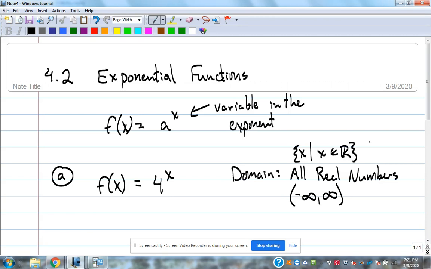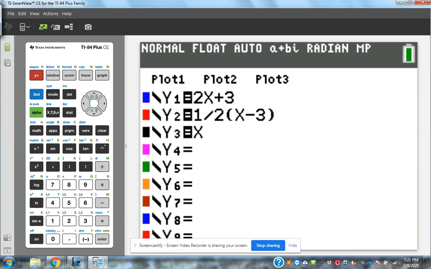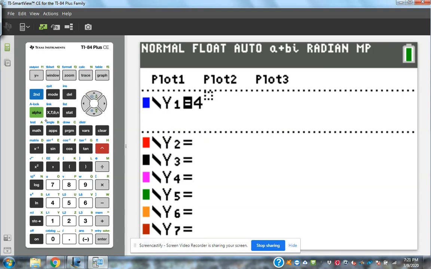Okay. Now, the range for this is going to be from 0 to infinity. And I'm going to show you why with the graph of that. So I'm going to graph y equals. I'm going to hit the y equals button, clear out some of the stuff, and type in 4 raised to the x power. Hit graph.